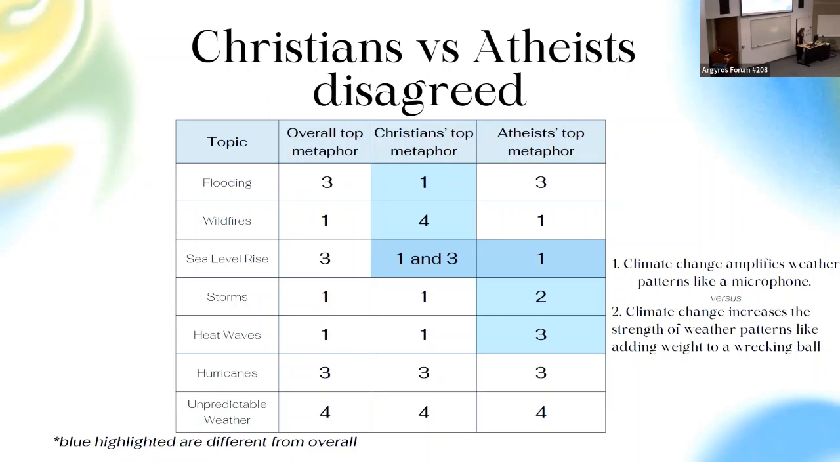But for example, for wildfires, atheists and the total survey preferred the metaphor that explained, when hot weather persists for a long time, plants that live on this land dry out, becoming like unlit matches, the one I mentioned earlier, versus the adult Christian demographic, which preferred, with warmer, drier conditions, our forests have a shorter fuse, and a shorter fuse leads to more frequent fires, which will hopefully account for some demographic differences.